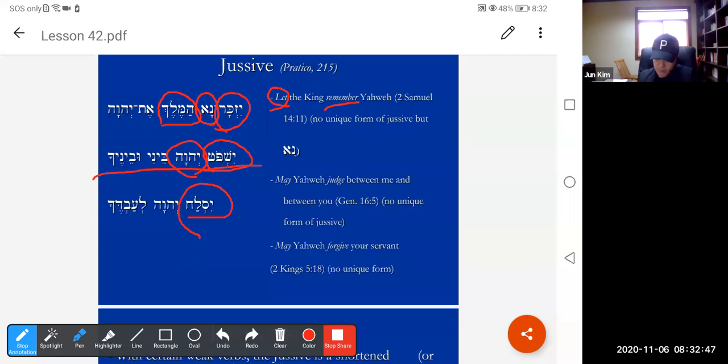This is the same as well. So we cannot see any clue. We don't have na, we don't have any shortening at the end, but the context tells us that this one must be just see. So the translation is, may Yahweh, may the Lord forgive your servant.